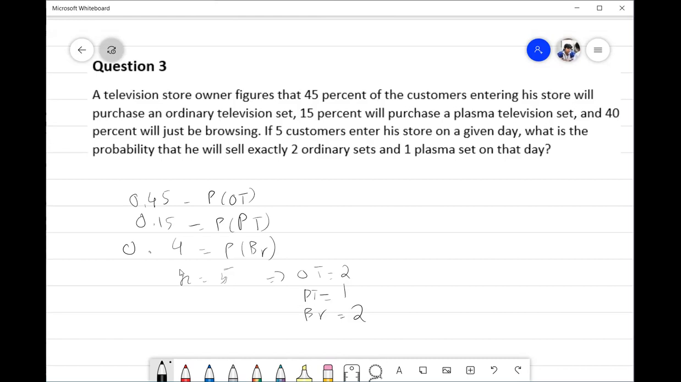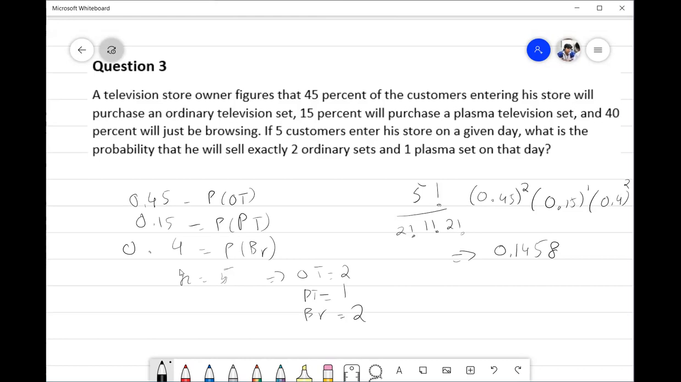So essentially, the distribution layout that I have to follow is a multinomial one. So I know this will be 5 factorial upon 2 factorial into 1 factorial into 2 factorial. And with respect to their own probabilities, that will be 0.45 into square, because here it was 2, 0.15 into 1 and 0.4 into square. And it's a very simple question, just importing the values in the equation. I have it written down that this is 0.145. I hope there hasn't been any confusion in this case.